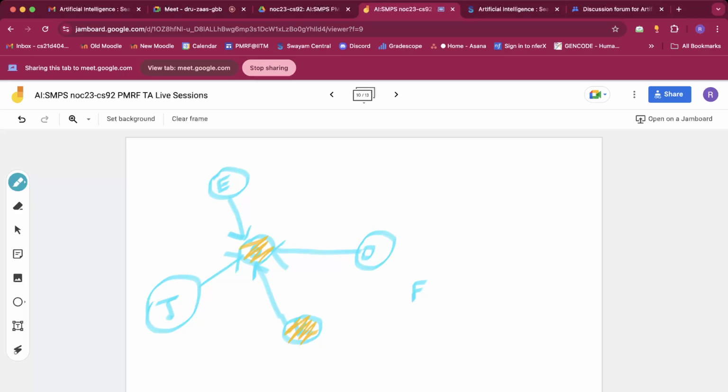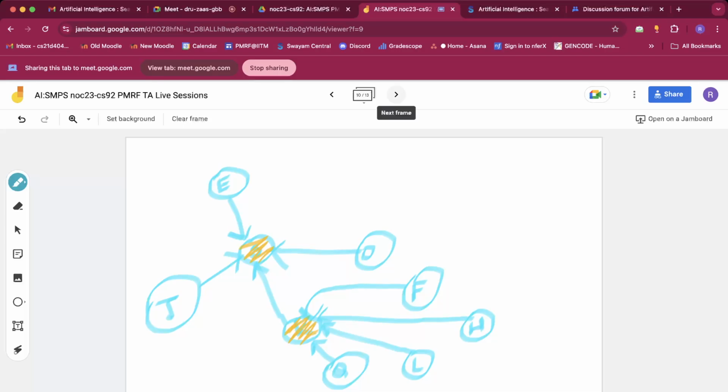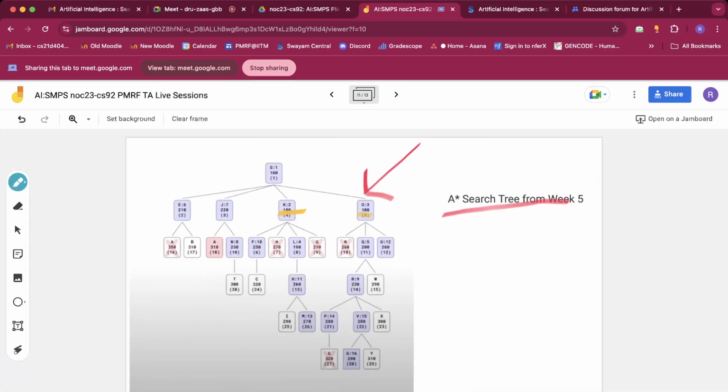So we have F, H, L and Q. Okay, and similarly let's just draw edges from each of these, which tells us that we don't want to go back to K from either of these nodes. Okay, so now we have explored two nodes as per A star and SMGS. Okay, now which was the next node that we explored after K?